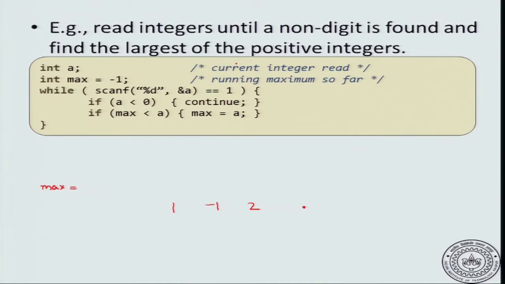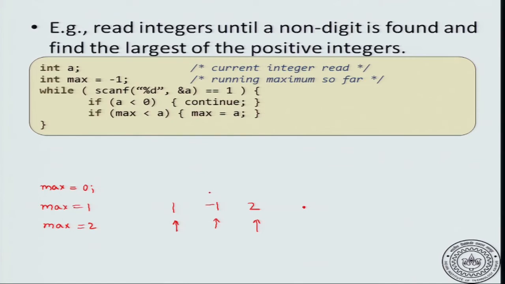Since we are looking at the largest of the positive integers, I can initialize maximum to 0. Then I look at the first one, the maximum read so far. It's a positive entry, so I will update max equal to 1. Then I read the next number and it's a negative number, so skip it. Then I read the third number, which is a positive number, so I will update the maximum to 2.